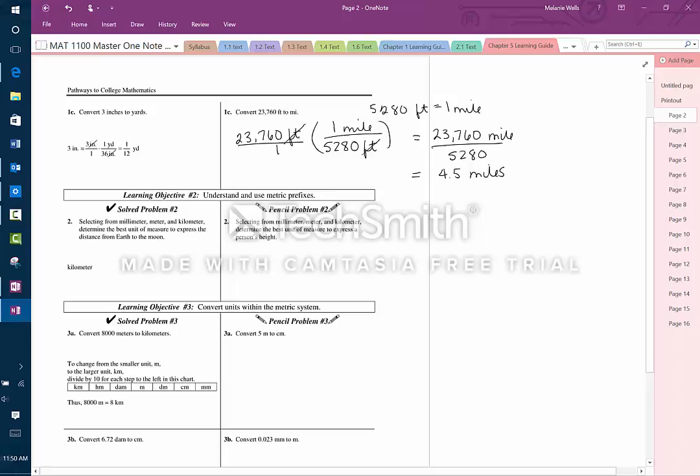Number 2 says, selecting from a millimeter, meter, kilometer, determine the best unit to express a person's height. Kilometer we know is more like distance in a car. That's going to be way too long. Millimeter is very tiny, more like you're measuring a paper clip. So a meter is going to be what would make more sense in those options.